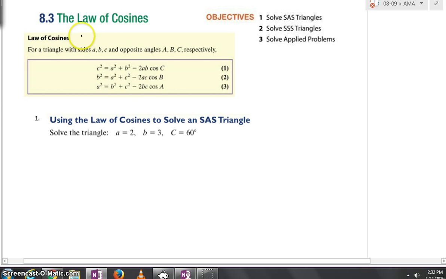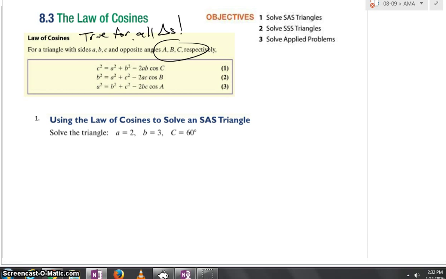Hey, look, law of cosines is true for all triangles. All triangles, not just right triangles, but obtuse triangles, acute triangles, you name it, it's good. And that's what makes the law of sines and law of cosines so powerful. You're not restricted to right triangles. But look at the form. There are three different equivalent forms for the law of cosines for any one triangle.